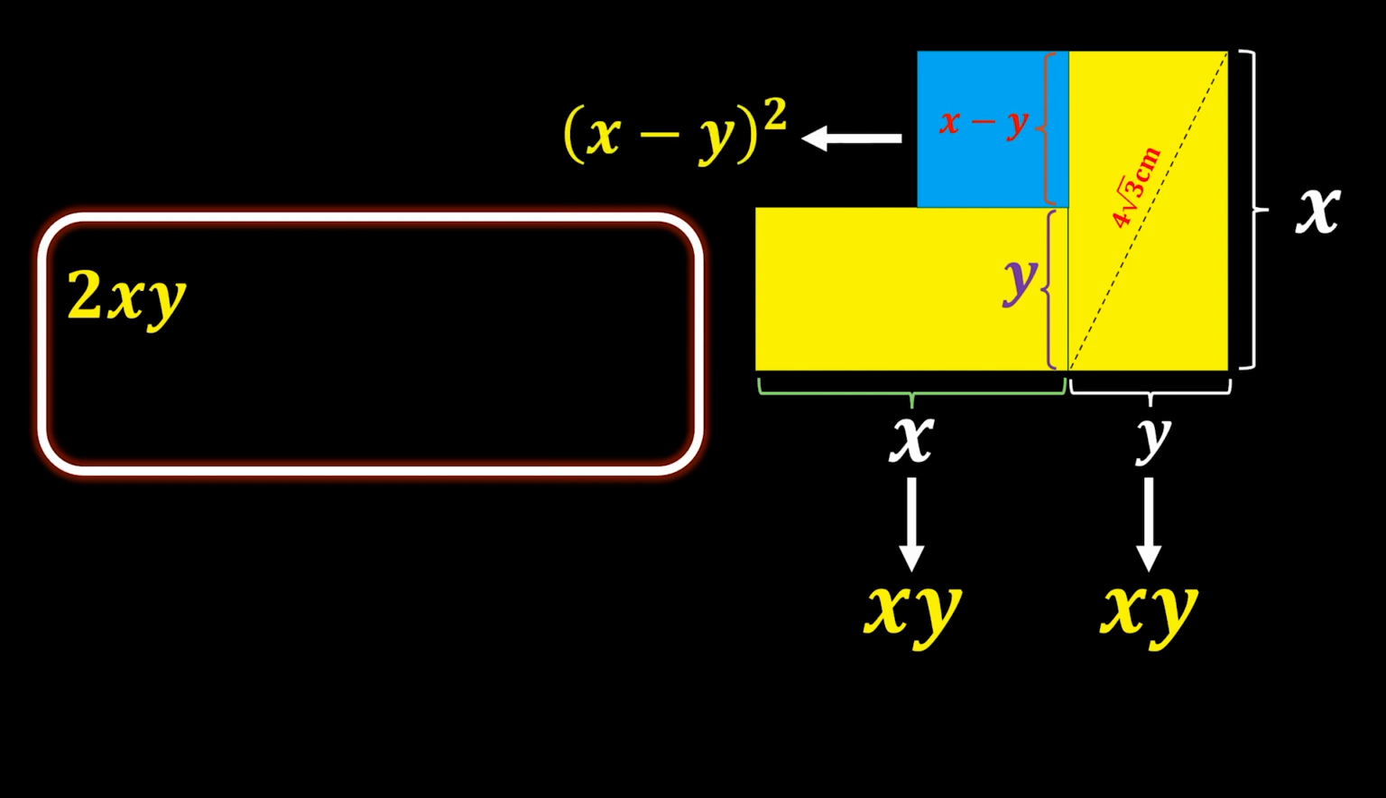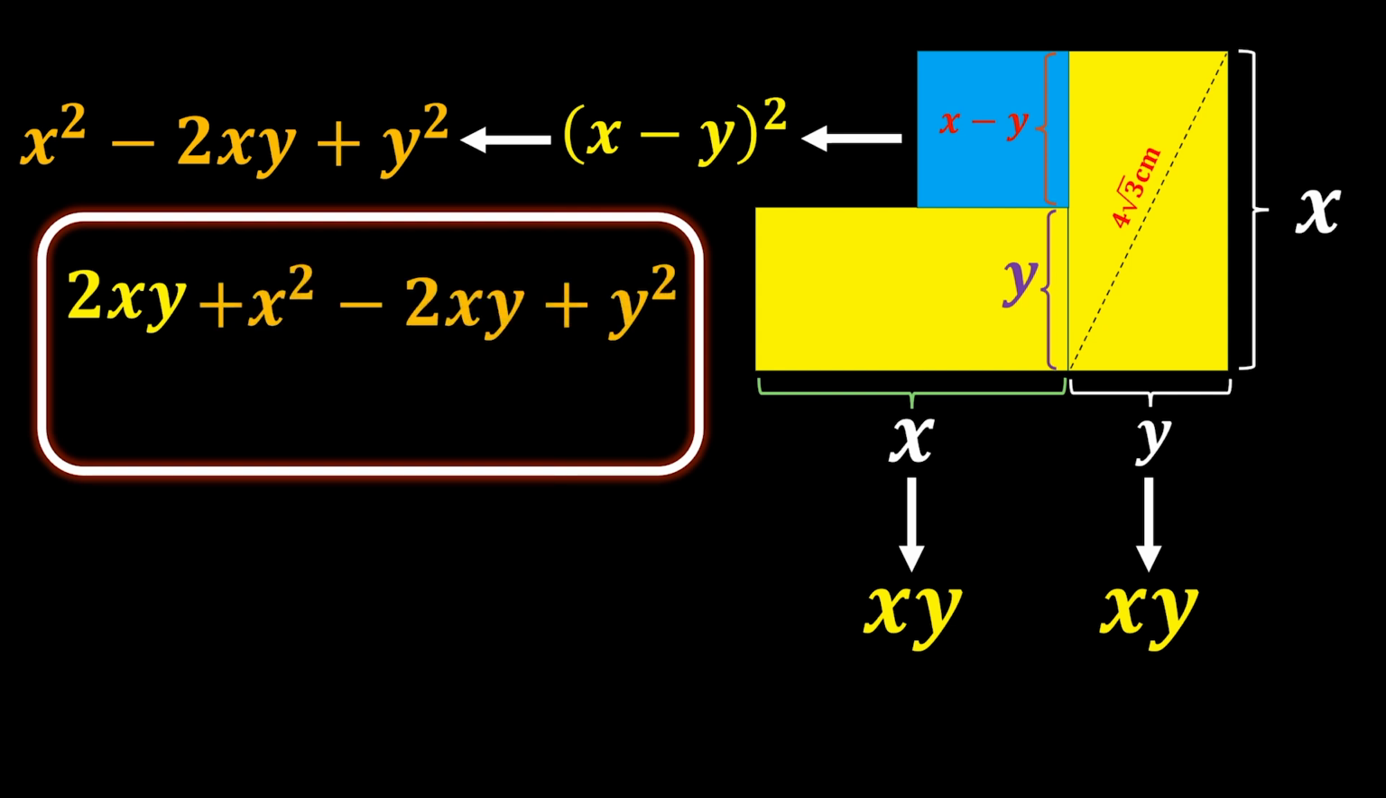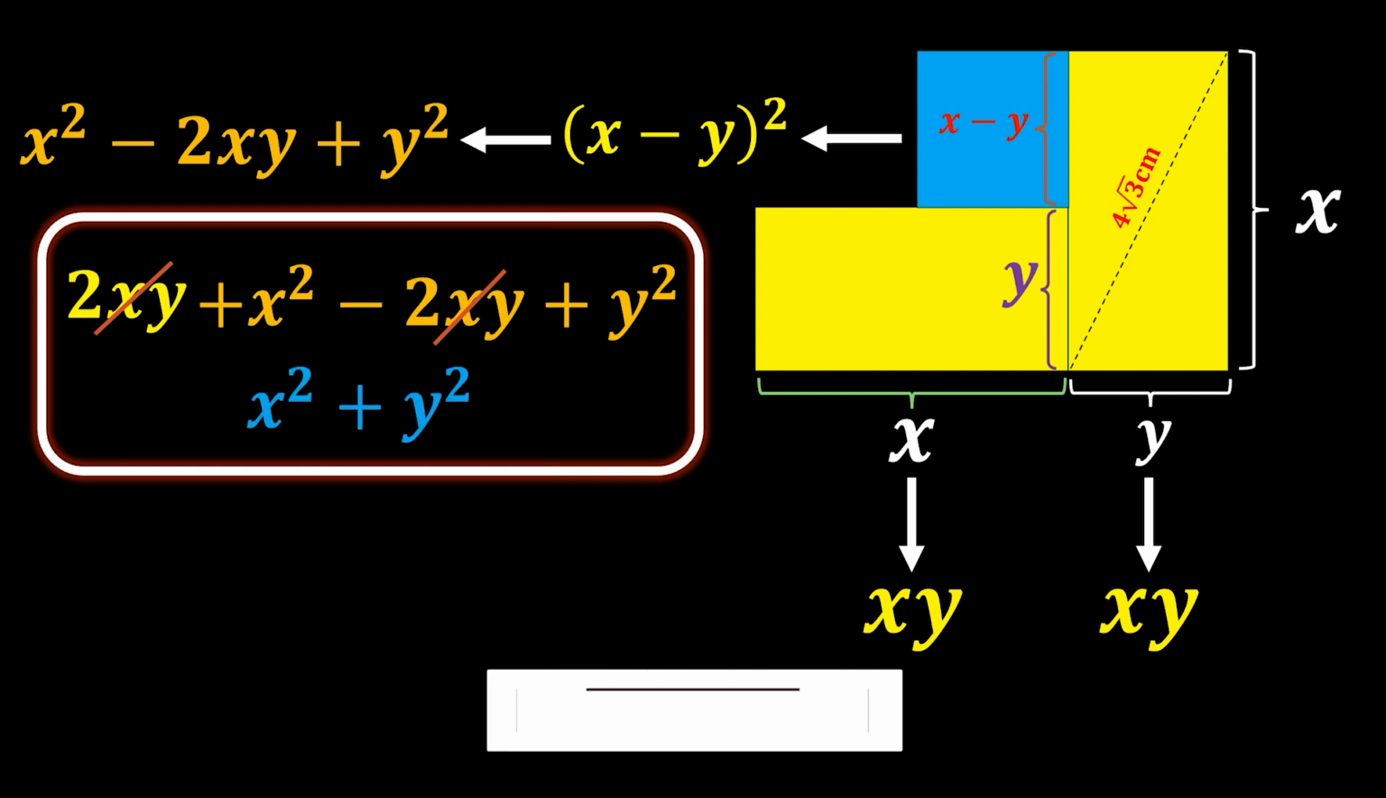And here, the blue square's area is the side length squared, which is the quantity x minus y, all squared. The result of this identity is x squared minus 2 times x times y plus y squared. The expression transforms into 2 times x times y plus x squared minus 2 times x times y plus y squared. Then, 2 times x times y cancel each other out, and the expression becomes x squared plus y squared.